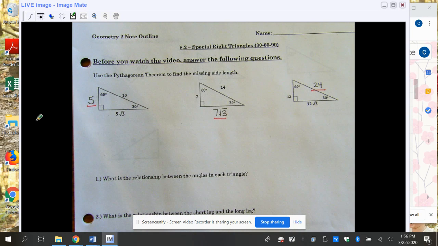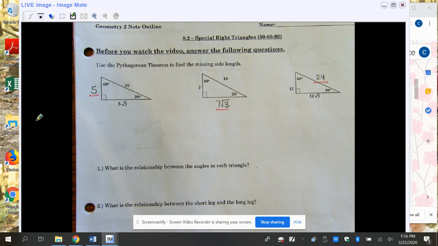What we're going to do now is look at the relationships between these angles, and then see if there are any patterns between the angles and the sides. First we need to understand the relationship between the angles in these triangles. They're all right triangles, and the other two angles are 30 degrees and 60 degrees.